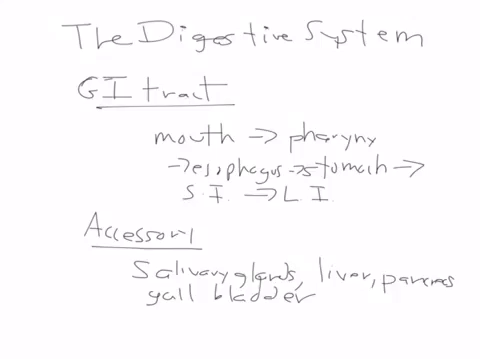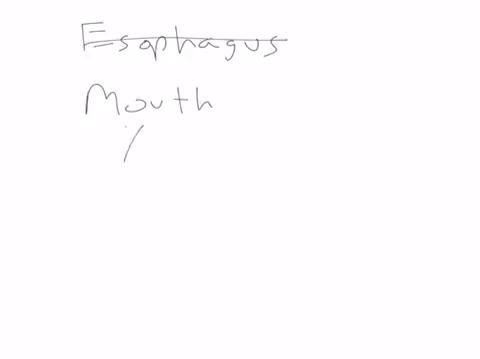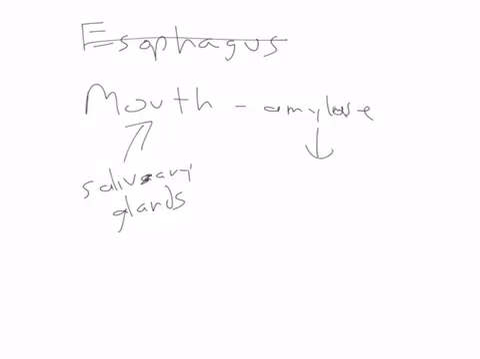I'm not worried about mouth or pharynx for this chapter. Actually, in the mouth, the one thing I want you to know is the salivary glands secrete their product into the mouth. This is saliva, which contains amylase. And amylase is an enzyme which breaks down chemically carbohydrates.